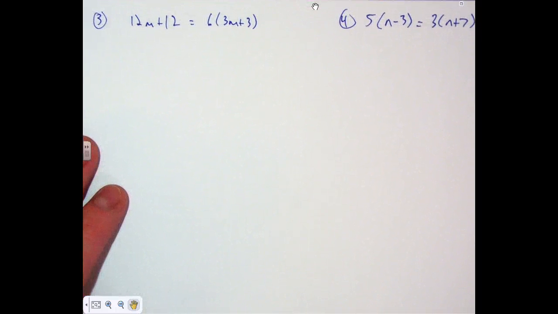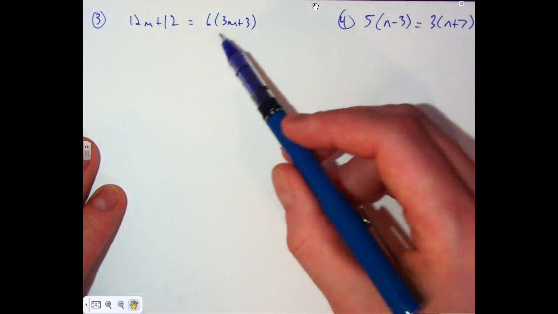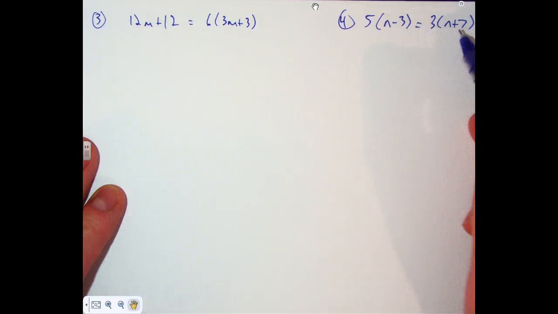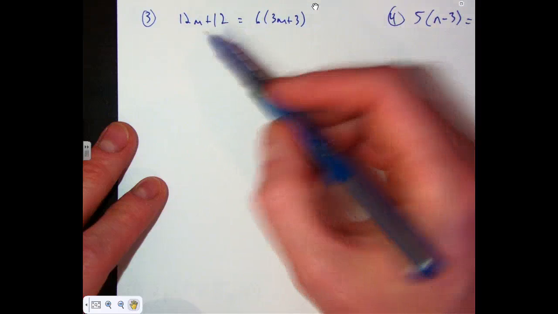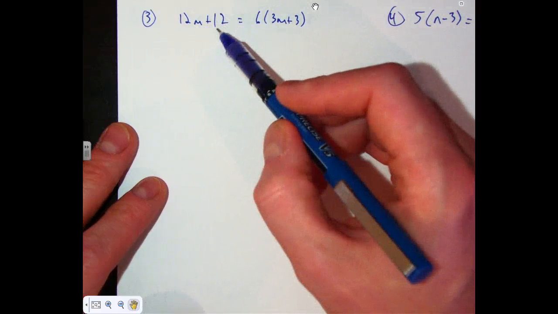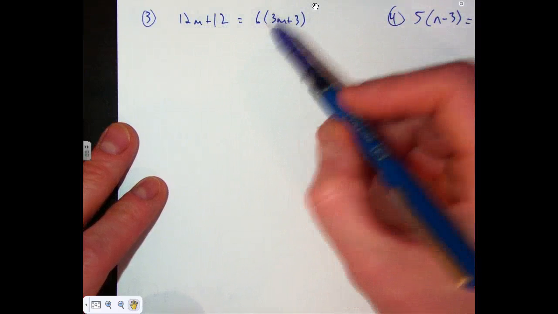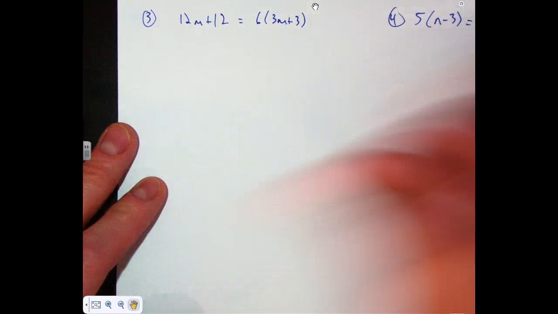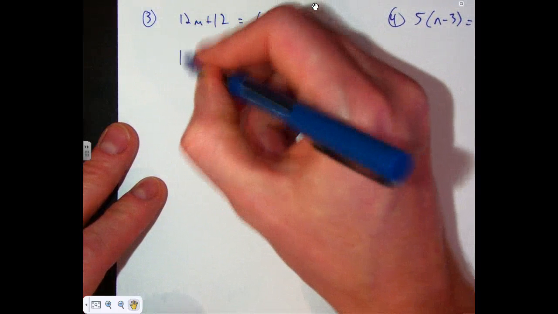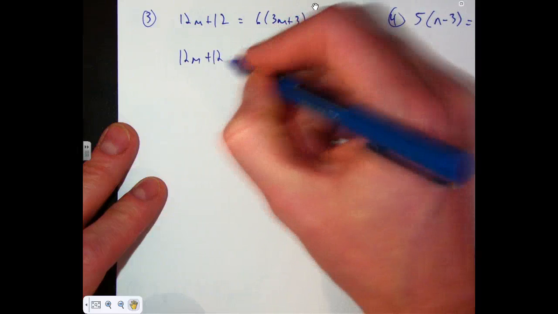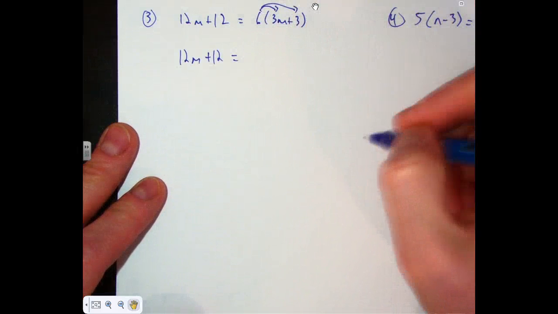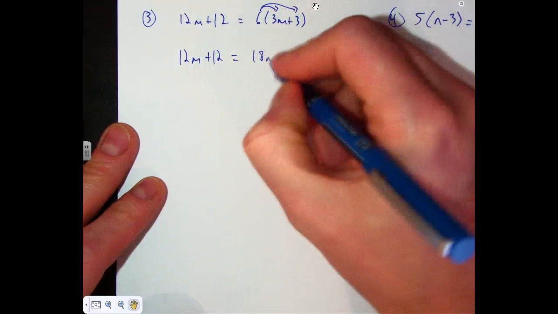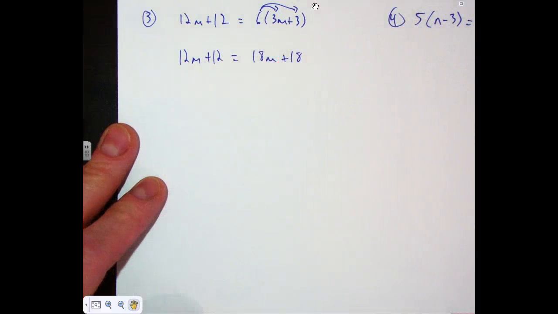Now you can see they're both very similar in this case. There is some distribution, and this one is just one side, this one is two sides that have distribution, so we'll come back to 4. But the first thing we're going to have to do is look to simplify each side. 12m and 12 are not like terms, so I can't combine them. And I've got 6 times the quantity, which means I have to distribute. So I'll just bring the left-hand side down. 6 times 3m, 6 times 3, that gives me 18m plus 18.